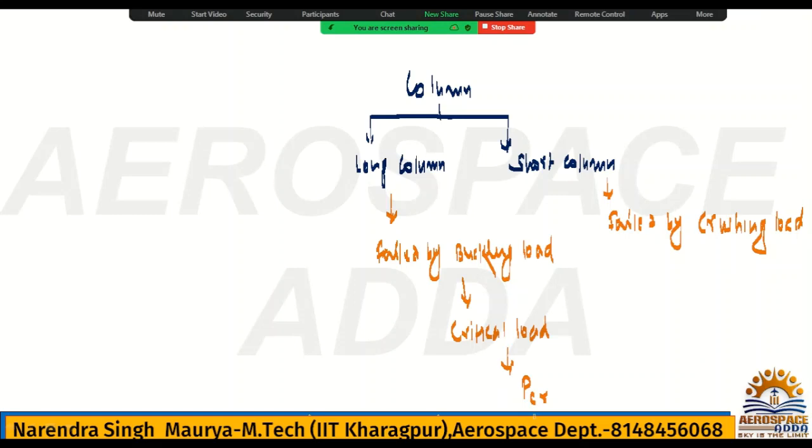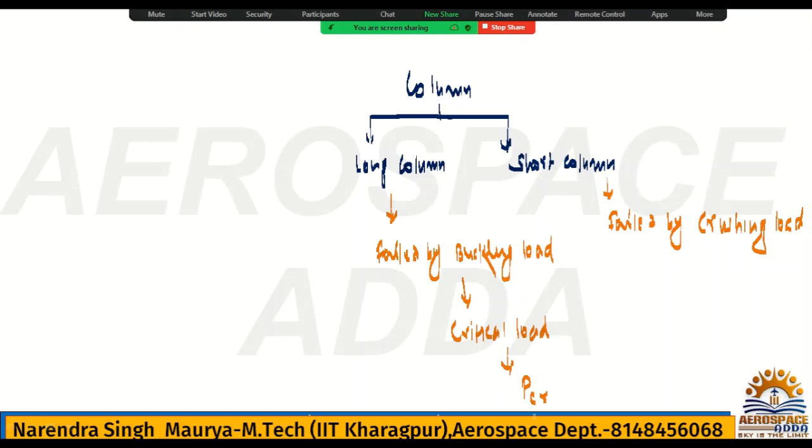A short column is sometimes also called a strut, that is a small structural member. Anyway, now we have to talk about the long column. In our syllabus, in our calculation, we have a long column, so we will focus on the long column. So basically this long column will fail by the buckling load.